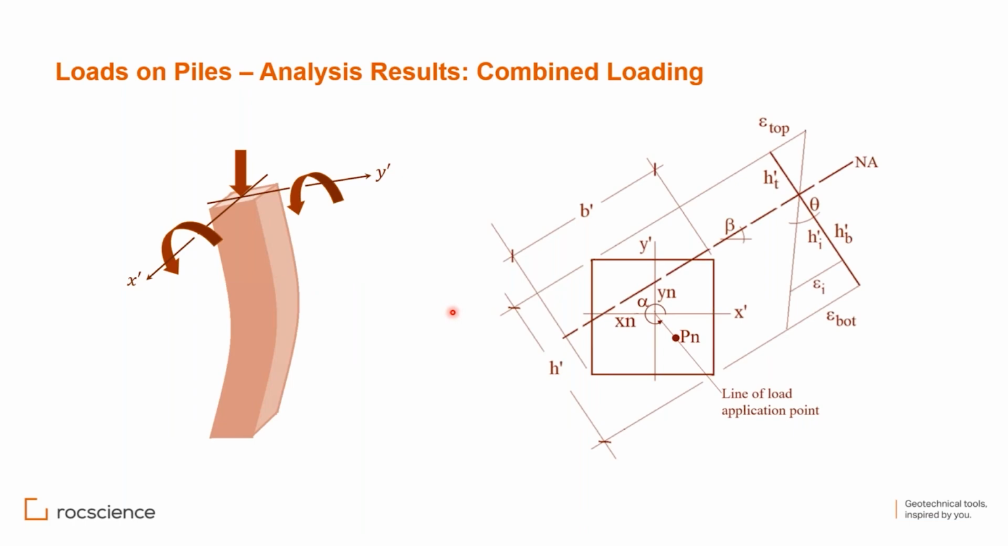Loads on piles. What are the loads on piles that cause combined loading? Combined loading arises from having an axial load and biaxial moment. Or maybe one of the moments is zero. There's no moment around one of the axes, so you will have a moment around the other axis. Then that will be a uniaxial moment: axial load with uniaxial moment. But the general one is an axial load with biaxial moment.